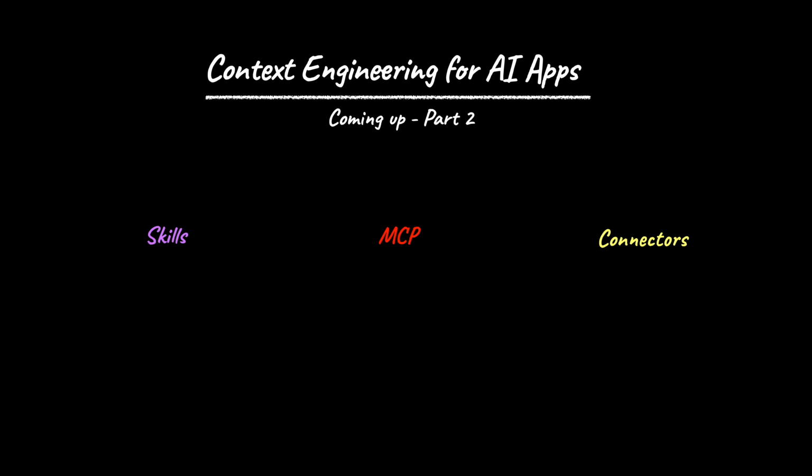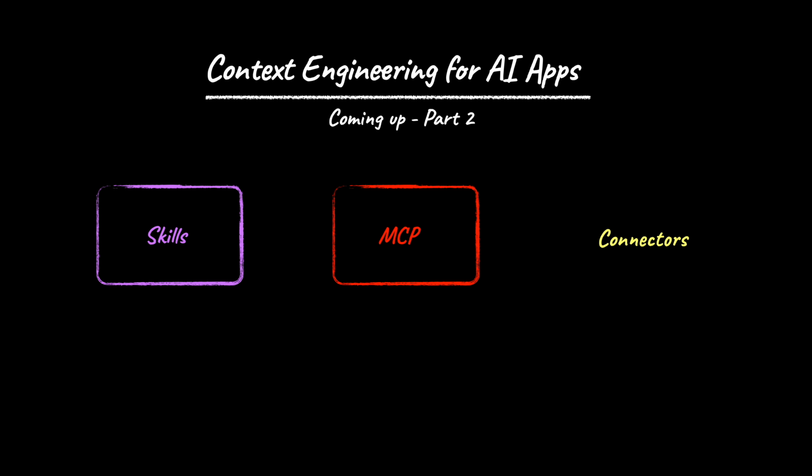Part 2 picks up where this leaves off, the ecosystem around the architecture. Skills are reusable instructions you can give any model. MCP is the protocol that lets models talk to your tools without you writing each integration by hand. Connectors are productized MCP, pre-built integrations for the apps you already use.